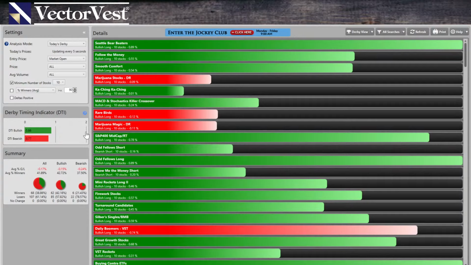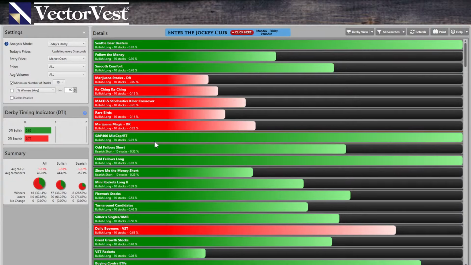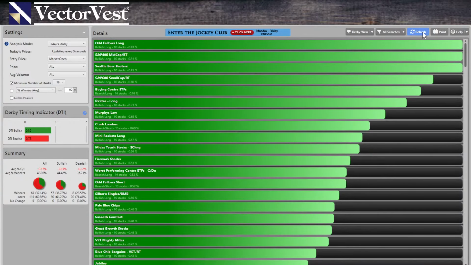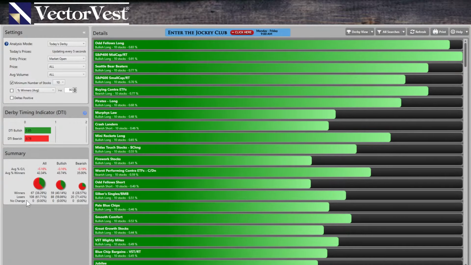All right. So as I start to watch, as the market moves on, anything that's in red, the search is going down from the open. Anything in green, the search is going up from the open. If I hit the refresh button right here, it will bring the fastest moving searches to the top of the list. How about Oddfellows Long? Remember, it's looking at 170 some odd searches.